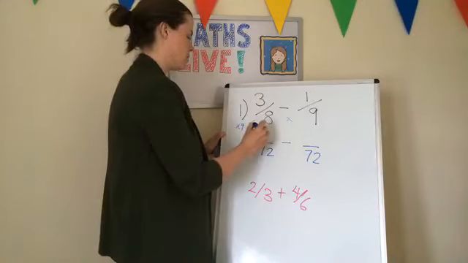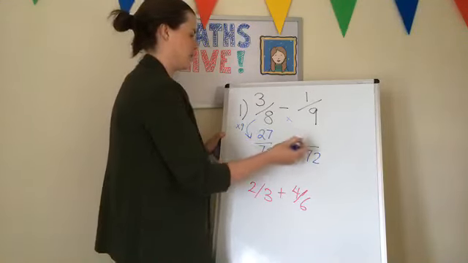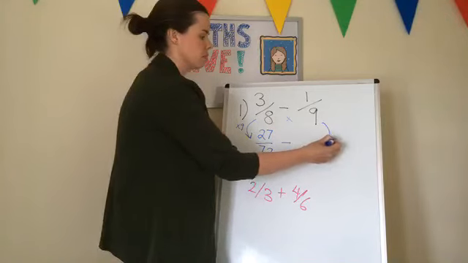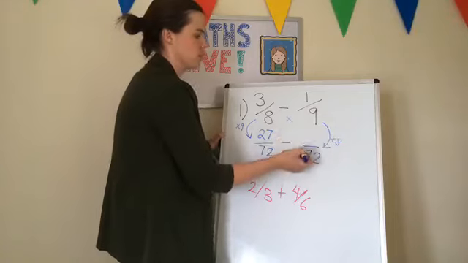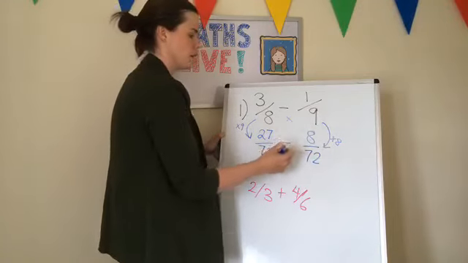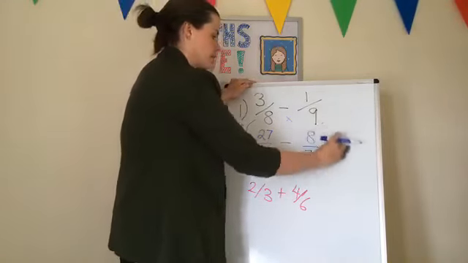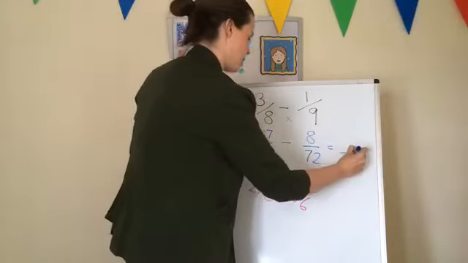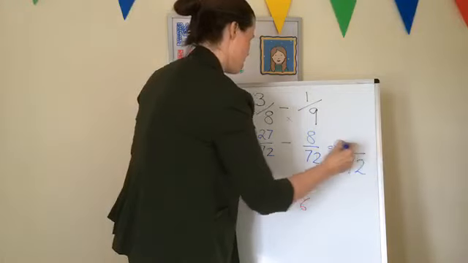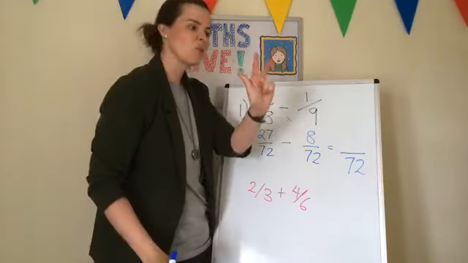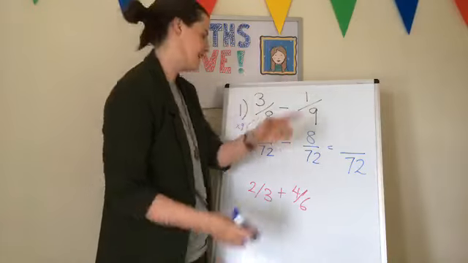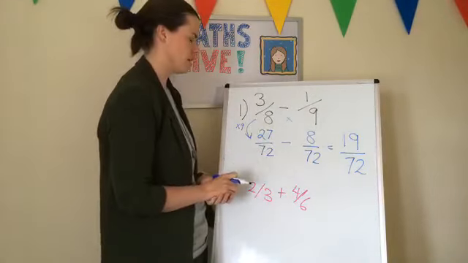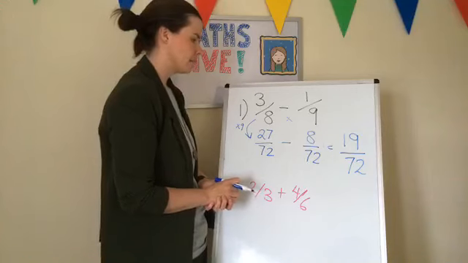Do the same to the top. 1 nine is 9, 2 nines are 18, 3 nines are 27. What did you do to 9 to make it into 72? Times it by 8, 9 times 8 is 72. Do the same to the top, so that's 8. So 27 take away 8, again it's going to be over 72. So 27, 26, 25, 24, 23, 22, 21, 20, 19. So 19 over 72. So you might think, right, can I simplify that?